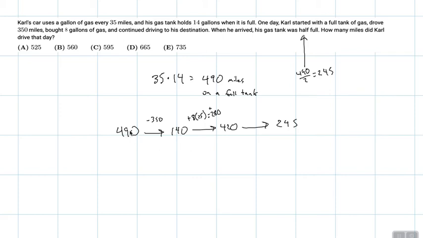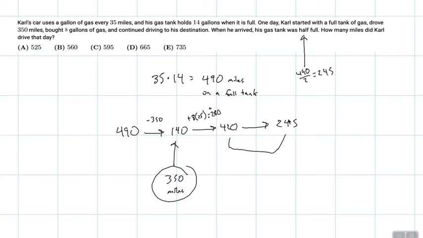So at these different moments, this is how many miles he can drive on his tank at these current moments. Here's the start, and this is after he drove 350 miles. We want to find how many miles Carl drove that day, so 350 miles is going to be in the count. Then he fills up the tank here, and to go from here to here, he could drive 420 possible miles.